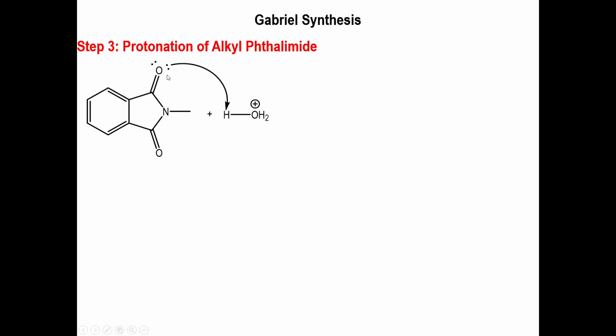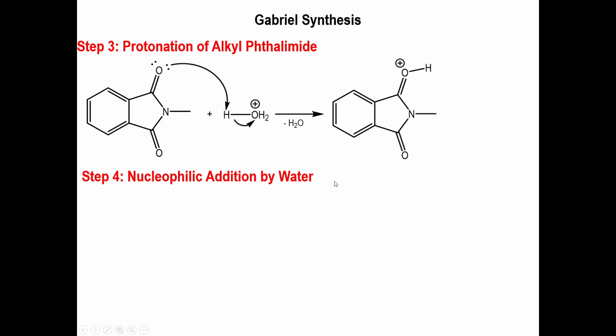So first things first, you protonate one of the carbonyls of phthalimide. The electrons move over back to oxygen, creating water in the process. And of course, you have the protonated version, the protonated amide derivative, right? All right, so that carbonyl carbon is now activated for nucleophilic attack.